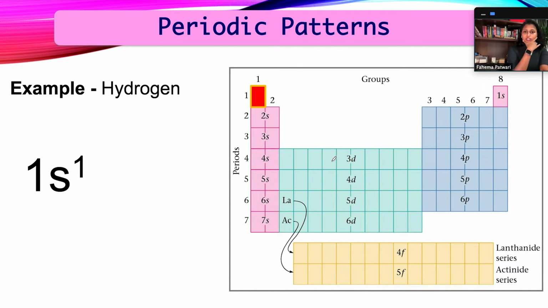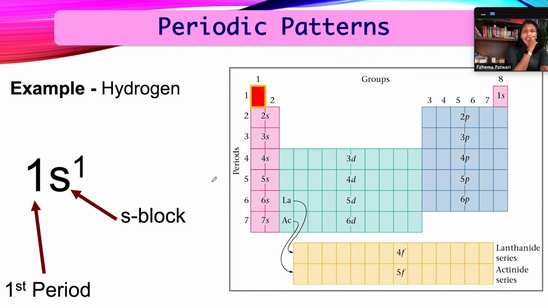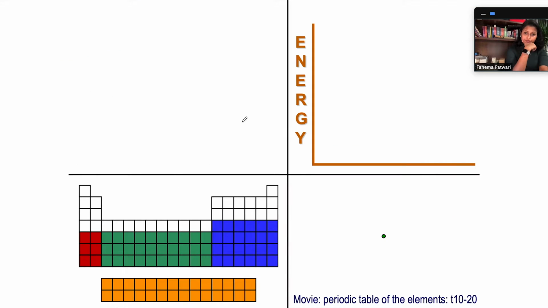So hydrogen is 1s1, right? It's in the first period, and it's in the s block, and there's one electron in it. So it's the first column of the s block. So just to demonstrate a little bit the connection between orbitals and energy level.